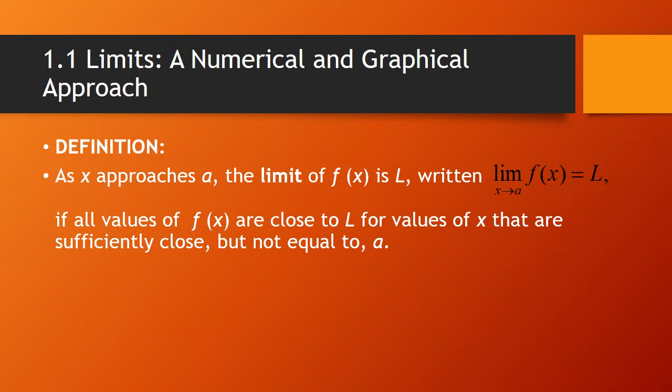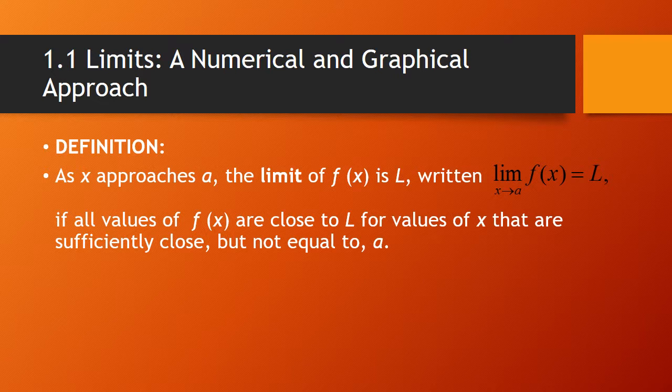Okay, so we have a definition here. As x approaches a, the limit of f of x is L, and we write it like you see here. Lim for limit, and then at the bottom you have x, an arrow, and a number. That means as x approaches a, as x approaches whatever number, then f of x, the name of the function, equals L, and L will be the value of the limit.